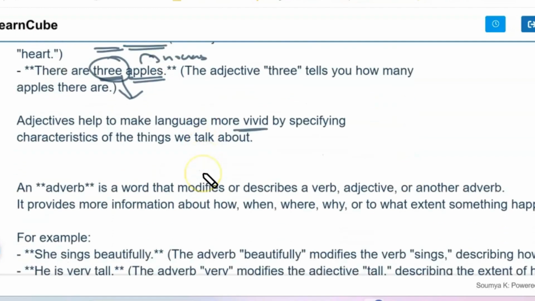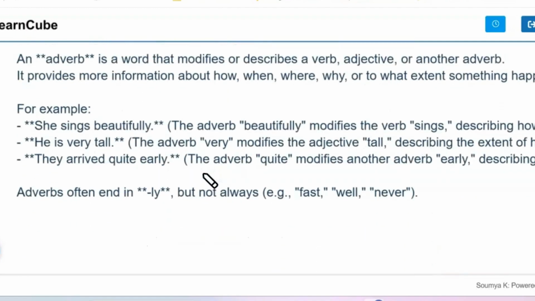Now let's see what an adverb is. An adverb is a word that modifies or describes a verb, adjective or another adverb. So these are the things we have to keep in mind. Adverb modifies a verb, adjective or any other adverb. So it provides more information about how, when, where, why, or to what extent something happens.